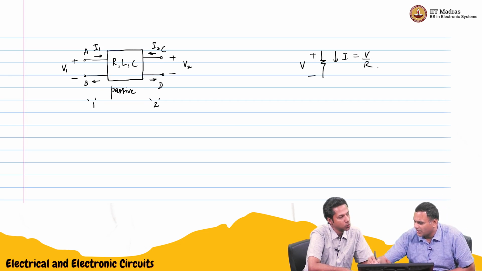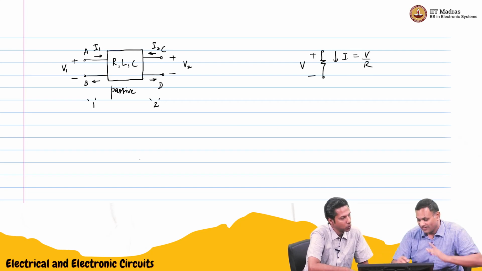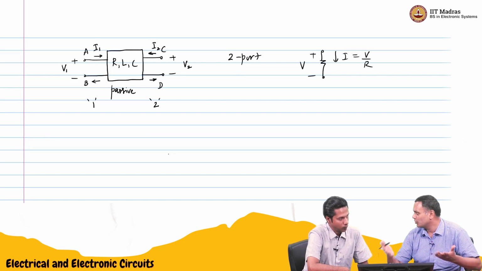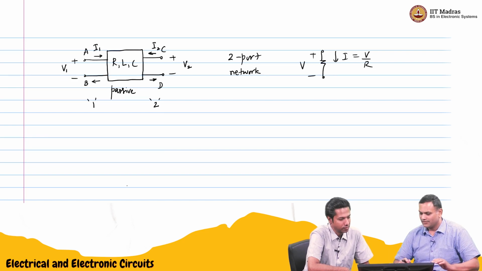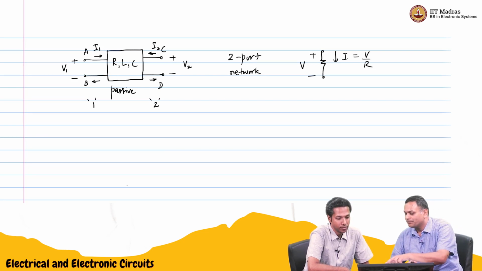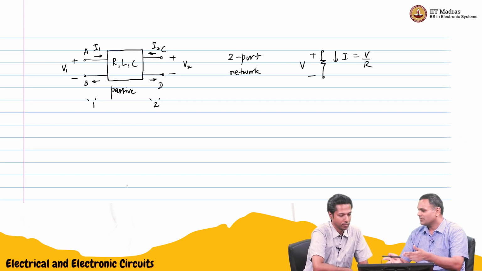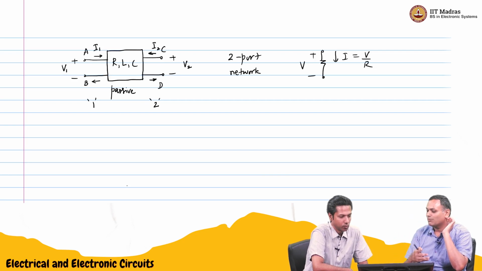So I was V by R. That's the kind of relationship we had for a single terminal device. First of all, this is called a 2 port, a 2 port system, 2 port block, or 2 port network, whatever you want to call it. The resistor, capacitor, inductor were all 1 port. You had 1 voltage, 1 current. So they are all 1 port networks, 2 terminal 1 port networks. Whereas here we are talking about 4 terminal 2 port networks.